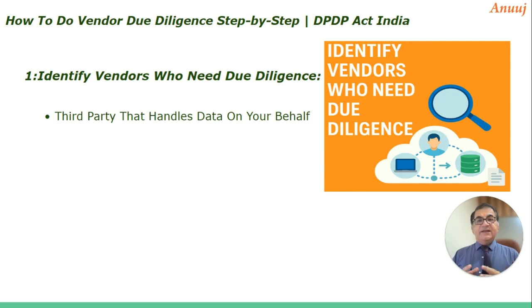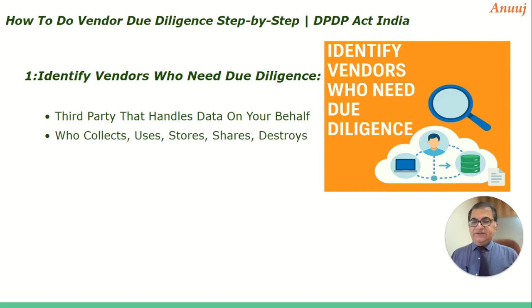The DPDP Act says any third party which processes or handles data on your behalf needs due diligence, because they are your sub-processors or logically processors. But then you have to decide, because the word third party comes in, we are assuming it's an external source, right? So then external source, they need to follow and meet the compliance guidelines and expectations that you have set. So you need to do due diligence.